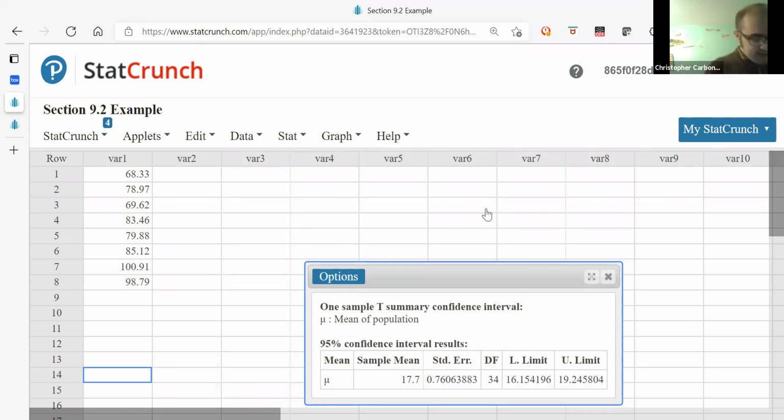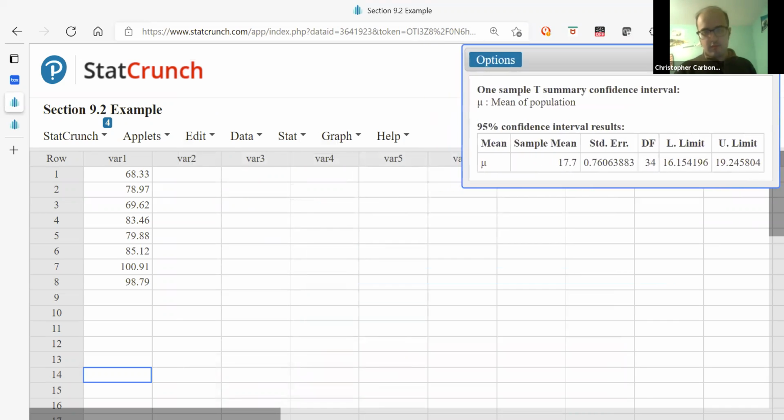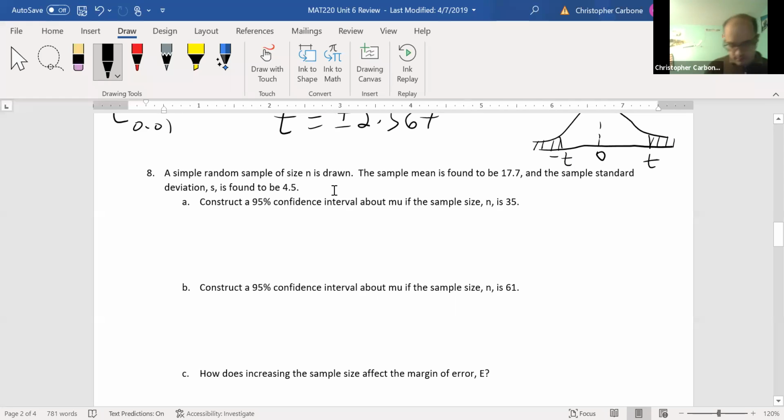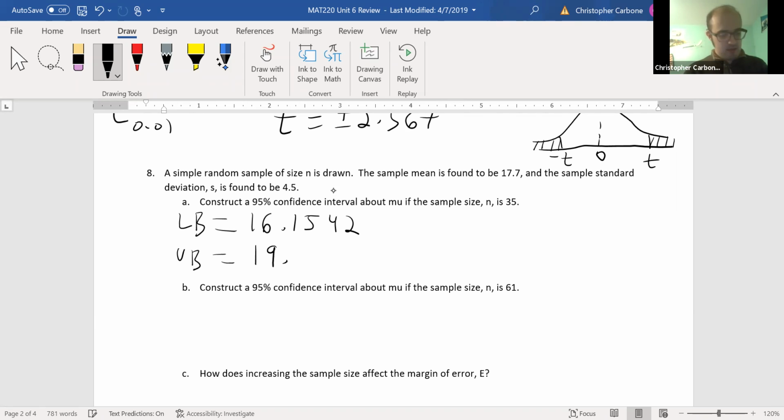Lower limit, 16.1542. Upper limit, 19.2458. And let me just write that down for us. So lower bound, 16.1542. Upper bound, 19.2458.